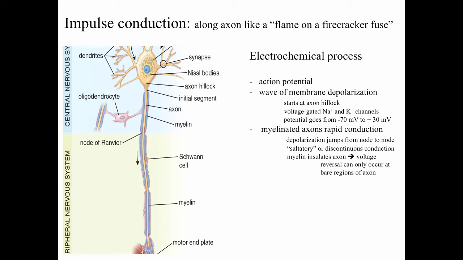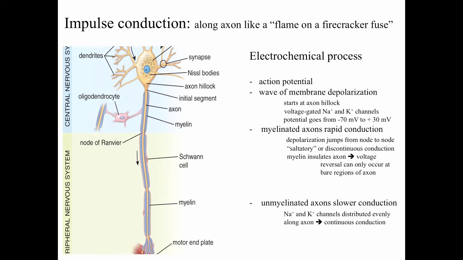The myelination allows for rapid conduction of the membrane depolarization, and this membrane depolarization jumps from node to node in a saltatory or discontinuous manner because at the internodal regions the myelin is insulating the axon, so you don't get depolarization, but you do get depolarization at the relatively bare sites on the axon. So the membrane voltage can only reverse itself where there's relatively little myelin. That's what allows for the rapid and saltatory conduction of nerve impulses down a myelinated nerve axon.